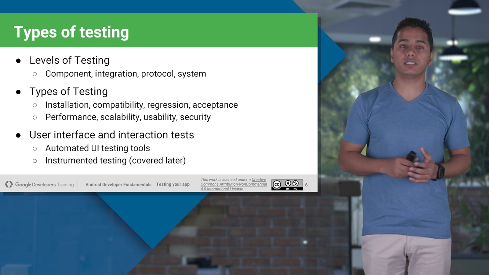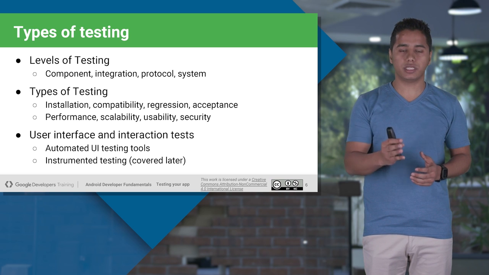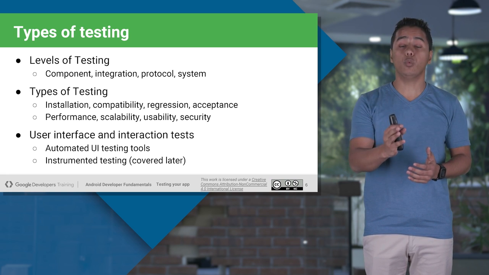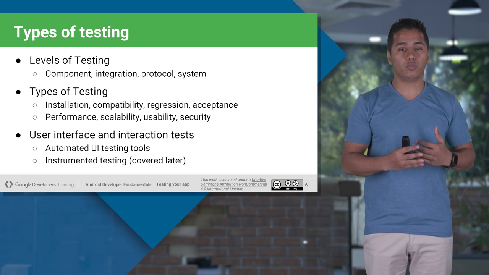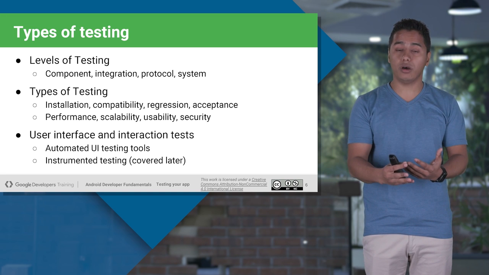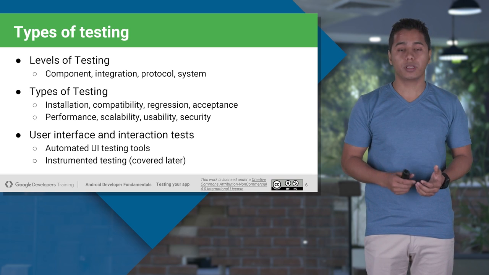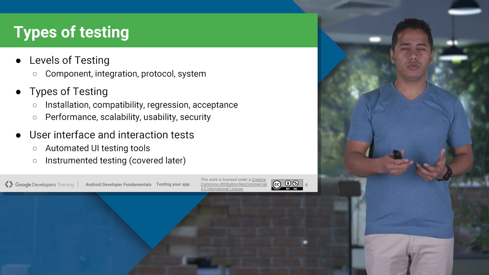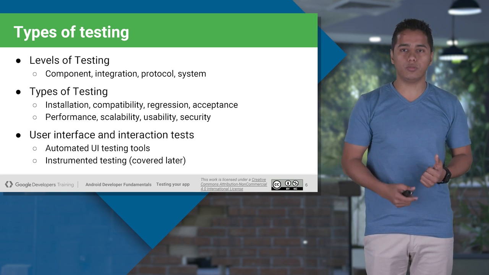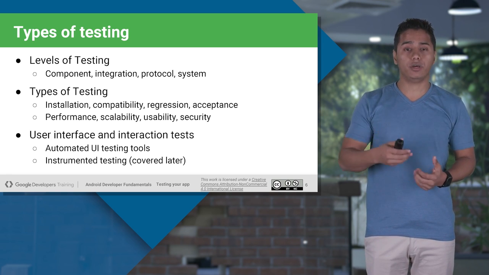When we talk about types of testing, you can test it with the installation. You can test whether it is giving you compatibility, or if it is acceptable to the user, if the performance of that particular application is adequate or not, or the scalability. In the same way, there can be user testing also. When we talk about user testing, it can be automated UI testing or instrumented UI testing. And we will talk about UI testing more in our further sessions.